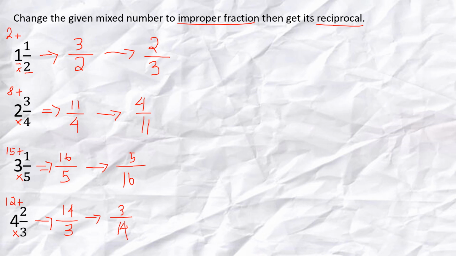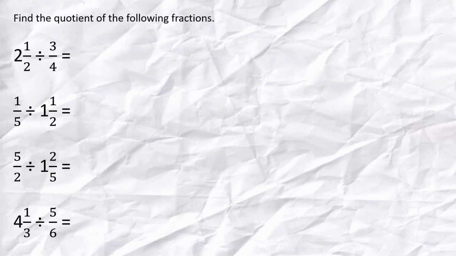So let us now divide the following mixed number and a fraction. The first one is 2 and 1/2 divided by 3 over 4. Before we can solve this one, we have to convert first the given mixed number into improper fraction. So we have 2 times 2 is 4. 4 plus 1 is 5. And then copy the denominator, which is 2, divided by 3 over 4.